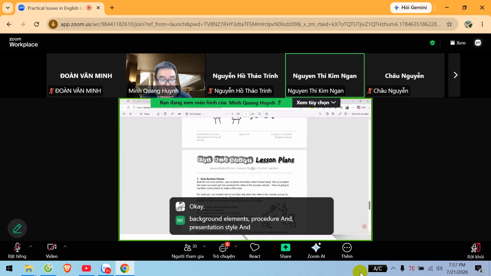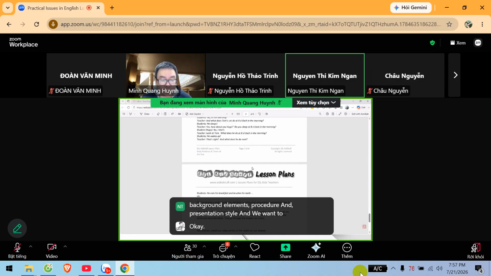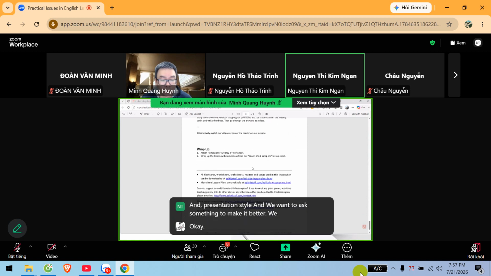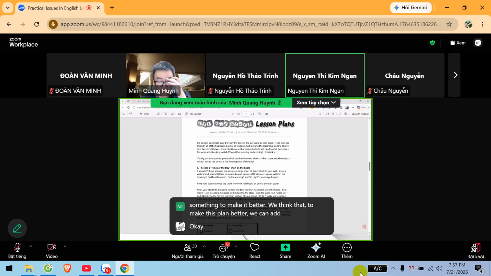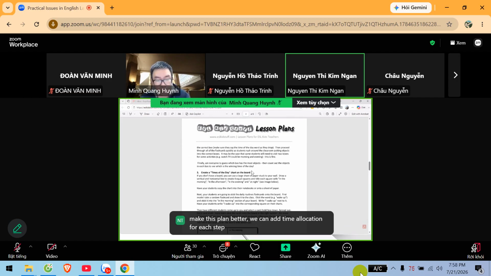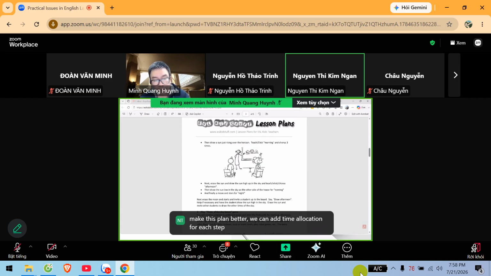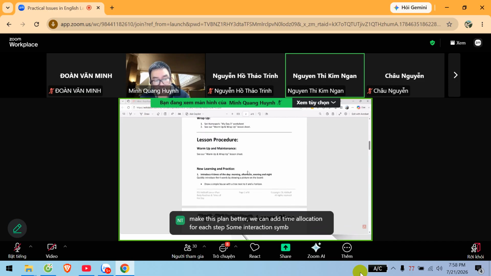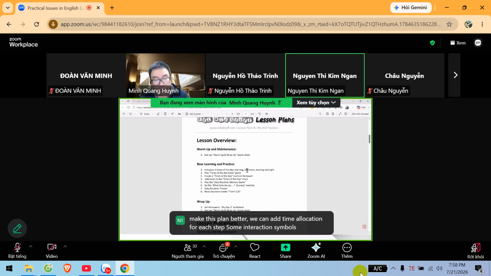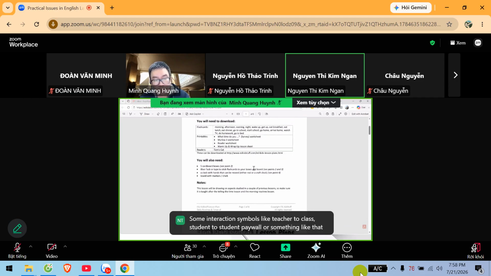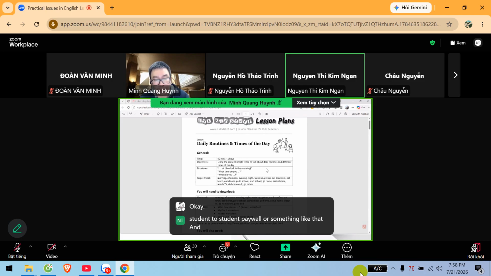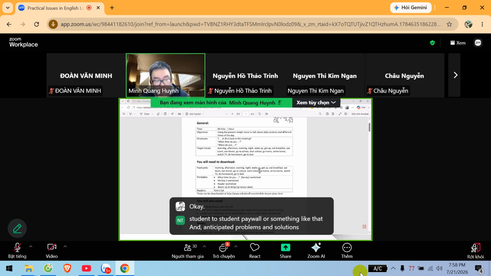We want to add something to make it better. We think that to make this plan better, we can add time allocation for each step, some interaction symbols like teacher to class, student to student, pair work, or something like that, and anticipated problems and solutions.